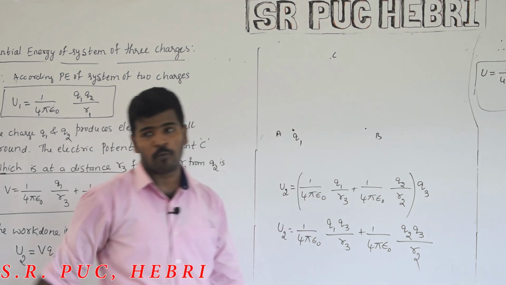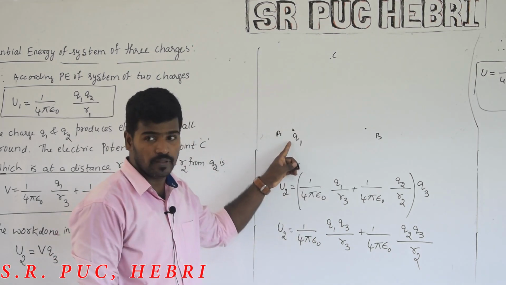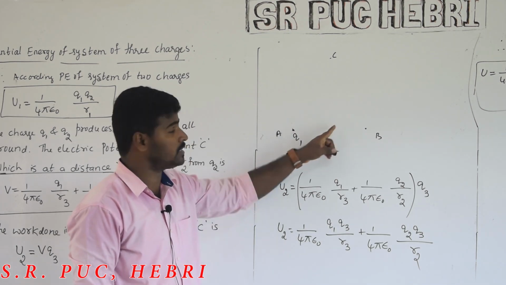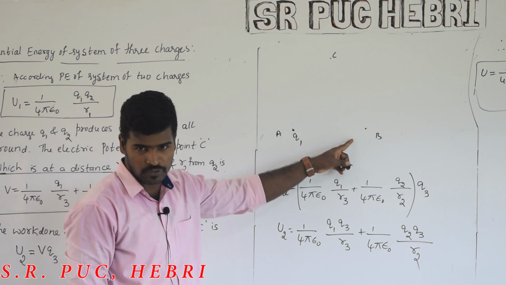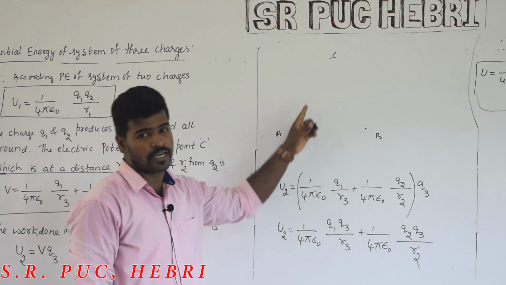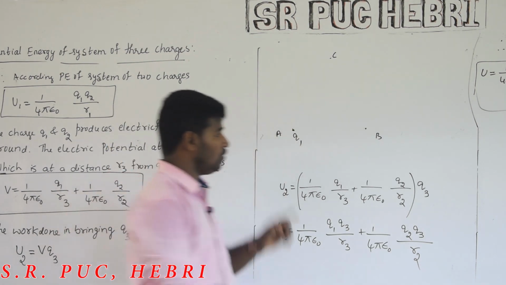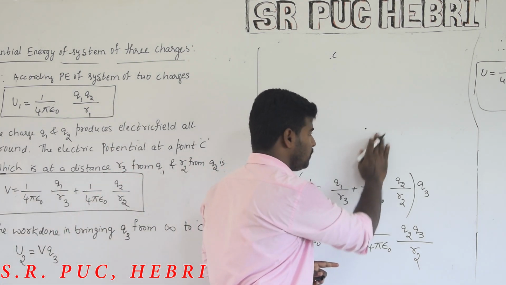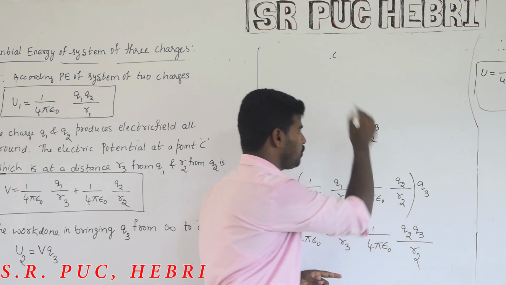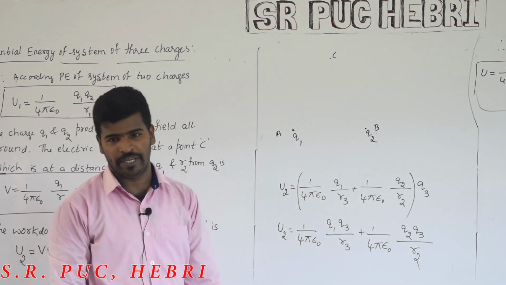is brought from infinity to the point A. There is an external work done, but the charge Q1 must possess the electric field as well as the electrostatic force. But the potential is equal to 0, so that work done is also considered as 0. Now, the charge Q2, similar to the first derivation, is brought from infinity to the point B.